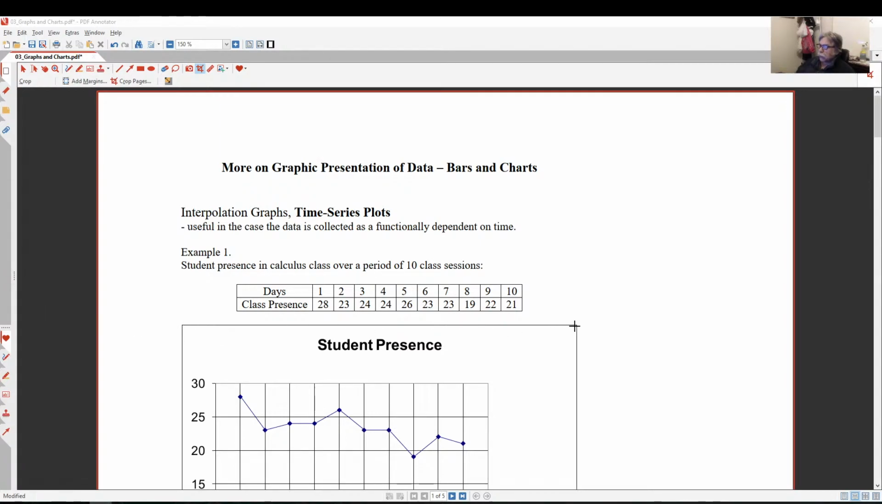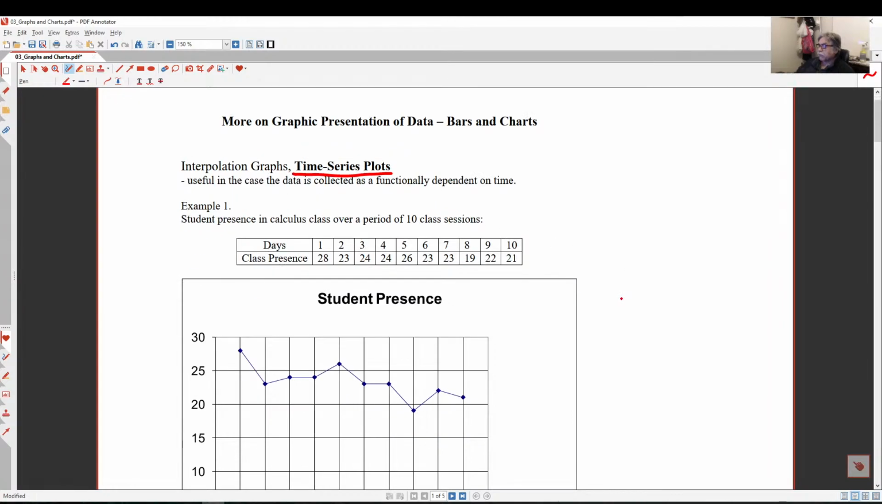Welcome. This is a lecture on a graphical presentation of data. We're going to talk about some types of graphical presentation. There's a lot more than what is in this lecture, but we will select some that are more important than others for us. The first type of graphical presentation is a type of line graph that we actually call a time series plot.